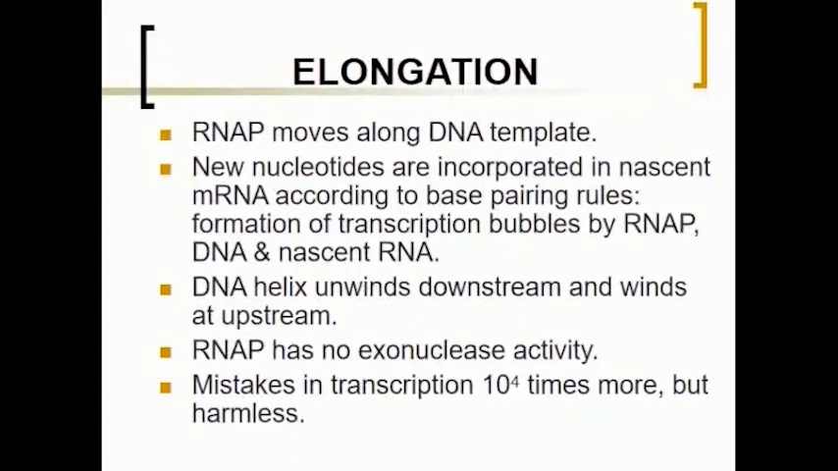Winds up upstream means that on one side the DNA is getting unwound. Once the RNA polymerase has finished synthesizing the RNA, the upstream element is getting wound again. It cannot remain separated for a longer duration, right? So if one part of the DNA unwinds, the upstream part gets wound up. Okay, so RNA polymerase has no exonuclease activity, and the mistakes in transcription are 10 power 4 times more than that of replication.